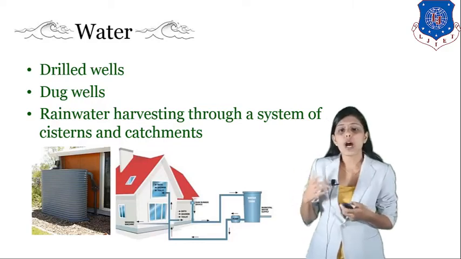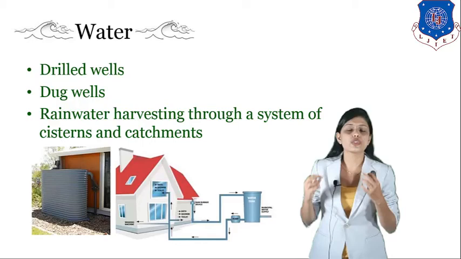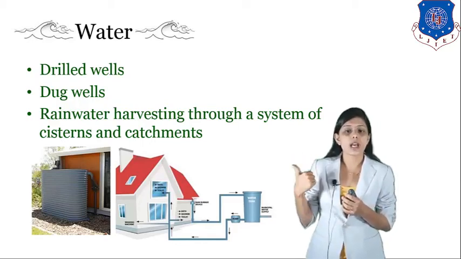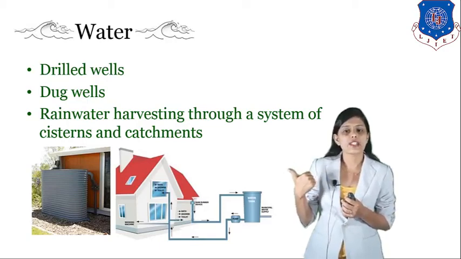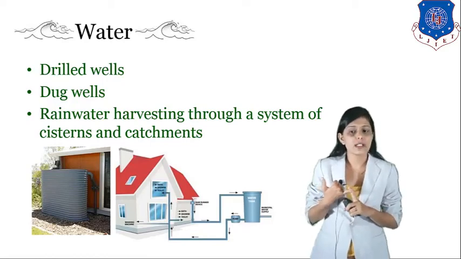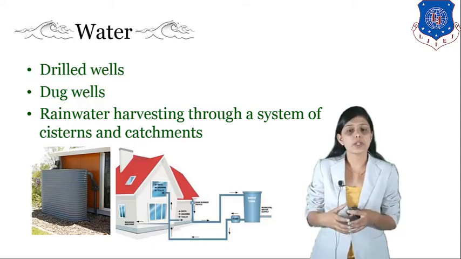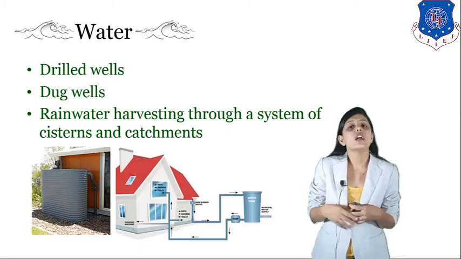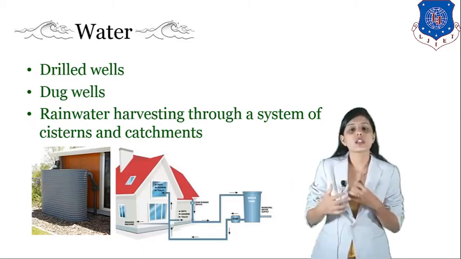Now, how can I make sure that development is done but water should also be conserved? So drill wells, dug wells, rainwater harvesting through a system of cistern and catchments. So first of all, water should be conserved by drill wells so that water is conserved in that place. Dug wells should be produced. So again, water is conserved by natural rain. Rainwater harvesting should be there in the building so that water is conserved more and more.